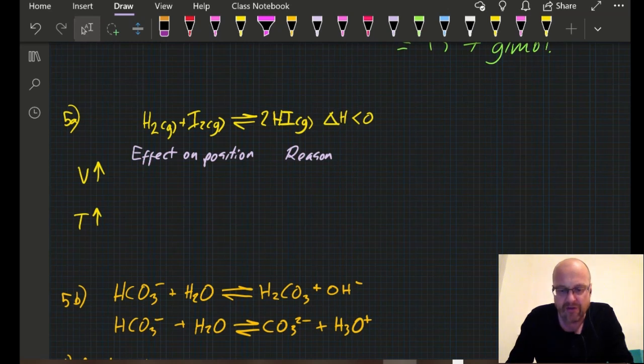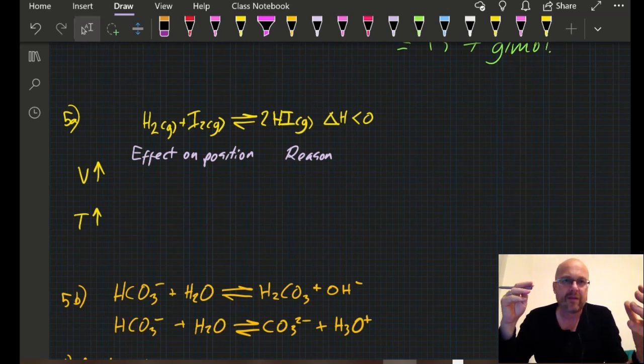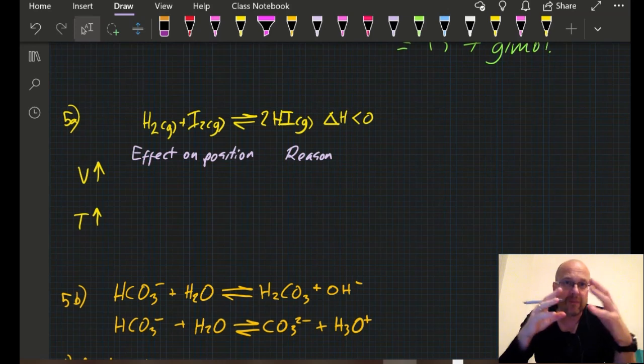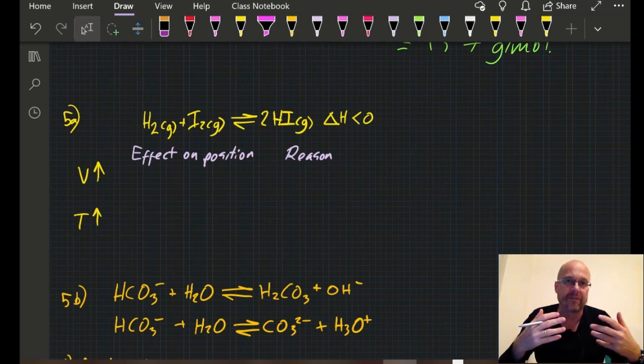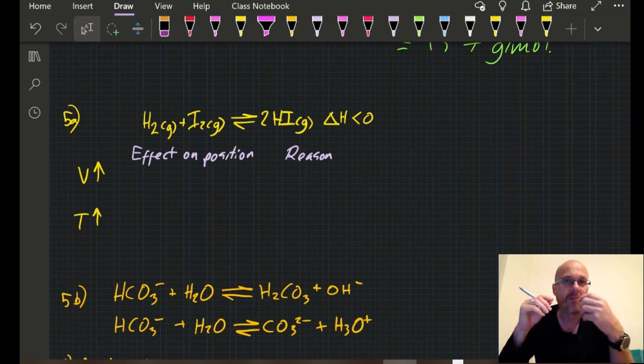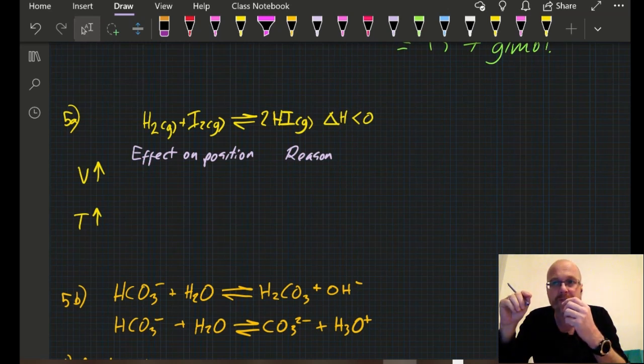So if I increase the volume, that means I'm going to decrease the pressure. If you make the volume bigger, the pressure inside is going to be smaller. And if I've stressed it by decreasing the pressure, the reaction is going to want to increase the pressure. How's it going to increase the pressure? By moving to the side with the most gas particles.